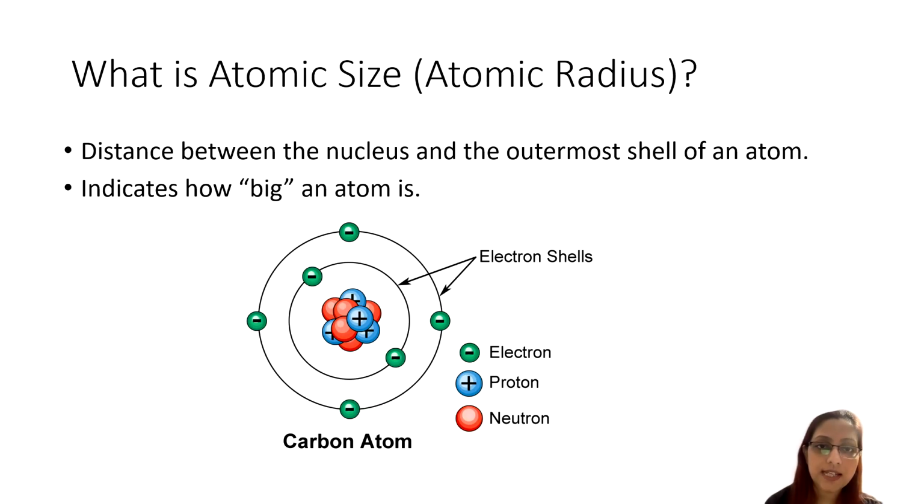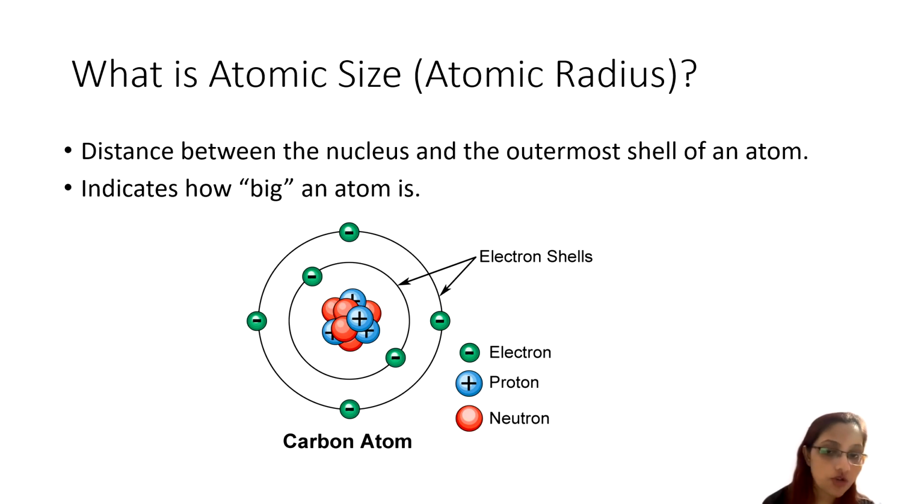So before we understand the trend, let's first know what atomic size or atomic radius actually means. Atomic size is the distance between the nucleus and the outermost shell of an atom, basically how far the last electron is from the center. It tells us how big or small an atom is.